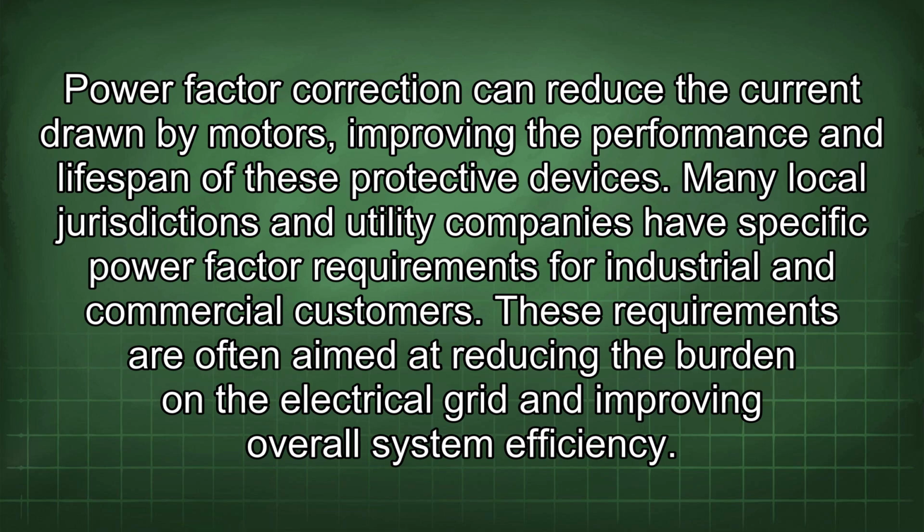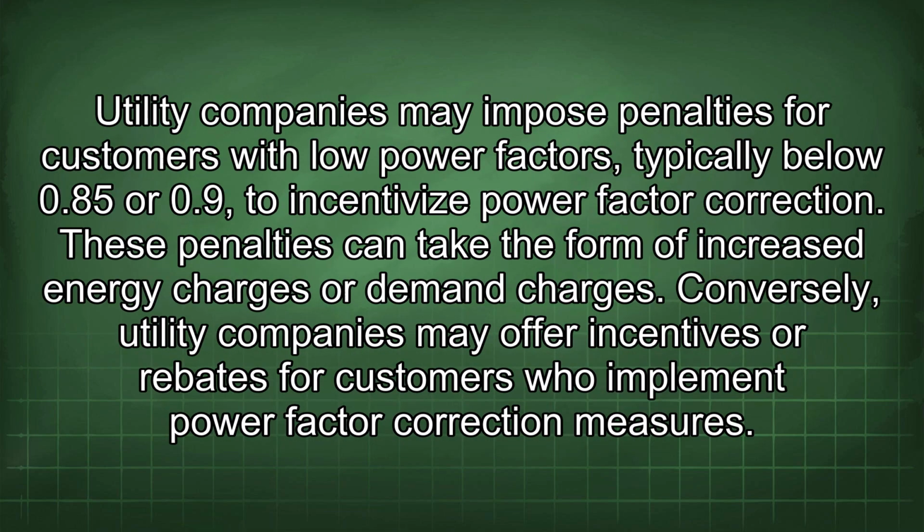Many local jurisdictions and utility companies have specific power factor requirements for industrial and commercial customers. These requirements are often aimed at reducing the burden on the electrical grid and improving overall system efficiency. Utility companies may impose penalties for customers with low power factors, typically below 0.85 or 0.9, to incentivize power factor correction. These penalties can take the form of increased energy charges or demand charges.